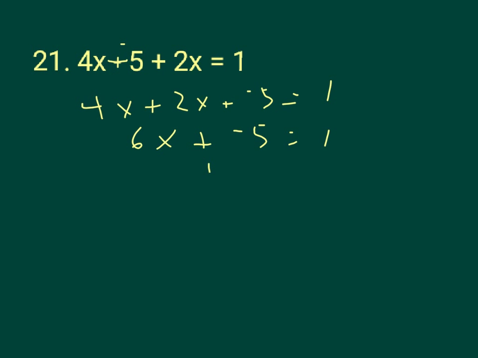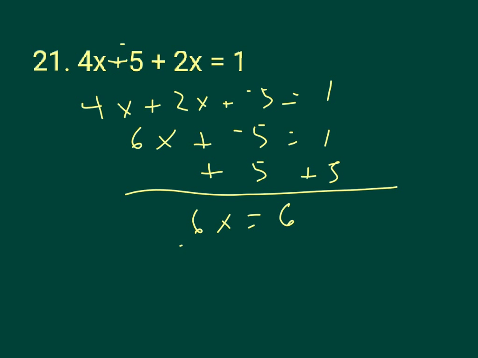And to undo adding negative 5, I can add positive 5, or I can subtract negative 5, which is the same as adding positive 5. 6x equals 5 plus 1, which is 6. Divide both sides by 6. And we get 1. X is 1.